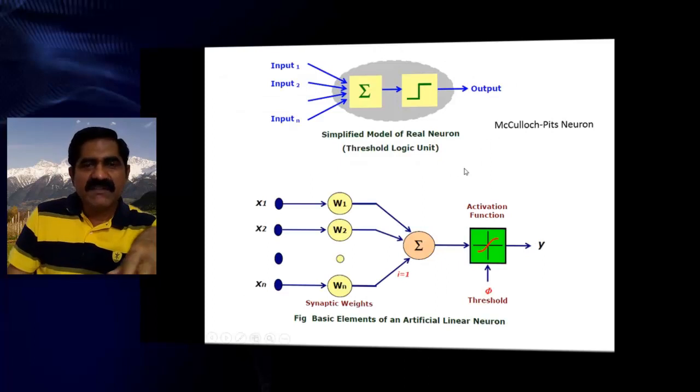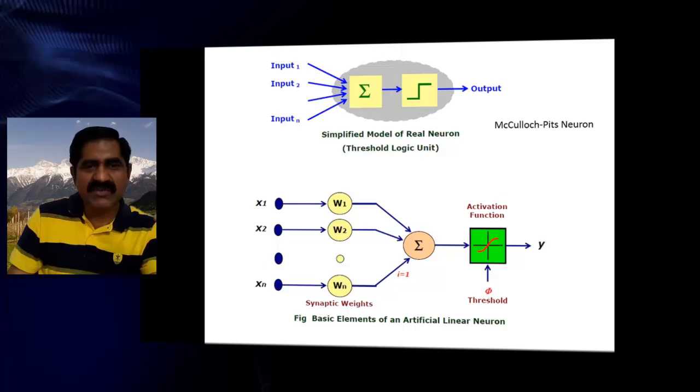So the first contribution was by McCulloch-Pitts. He proposed this type of model: inputs, weights, and summation, and after that some activation function. So finally you are getting the output. Like this, with some more, here all weights are taken as one. After that they introduced weights. You can change weights as per the requirement.